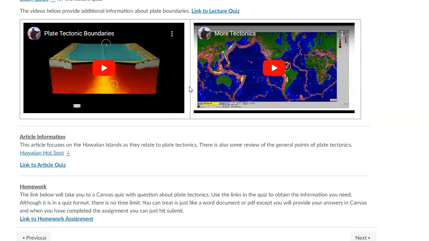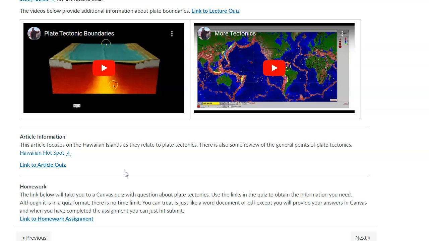Remember, the other thing you'll need to do is a little article that I'm having you read about something called hotspots, which is a portion of plate tectonics. It's introduced in the lecture here, but focuses on it in the article, and even reviews what we talked about in the main lecture content. So go through that before you take the article quiz. Finally, for the homework, it's just going to be a link to a quiz, untimed, remember, with additional questions about plate tectonics.